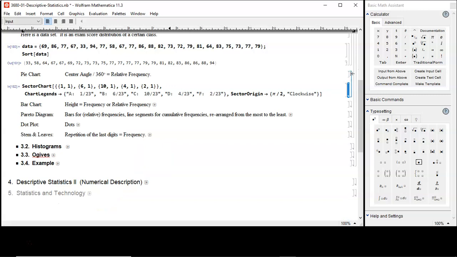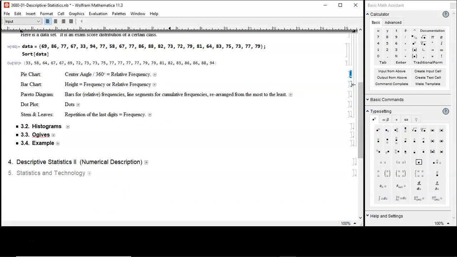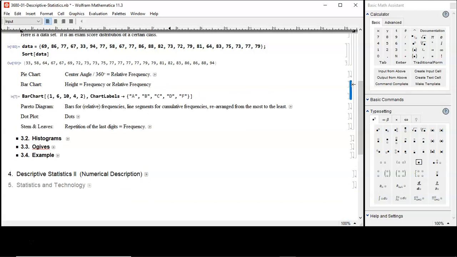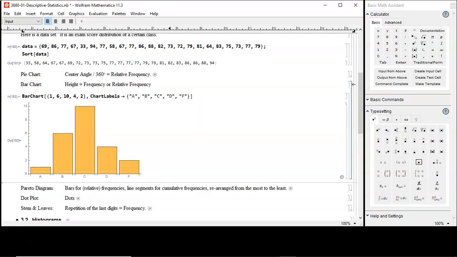Okay, so much for pie chart. I wasn't going to talk about radian measure. Sorry I mentioned it. Okay, the next example is a bar chart. Similar. We have A, B, C, D, and F, and then height of each box is a frequency or relative frequency. No difference there. 1 student in A, 6 students in B, 10 students in C, and so on.